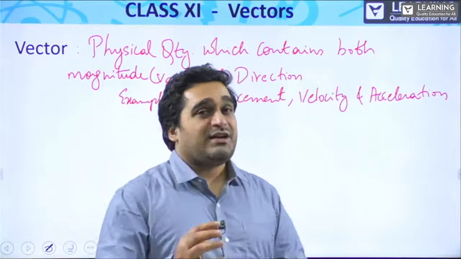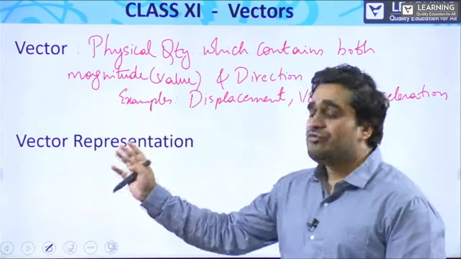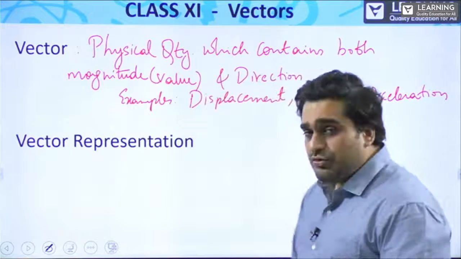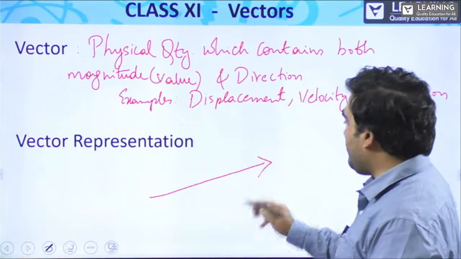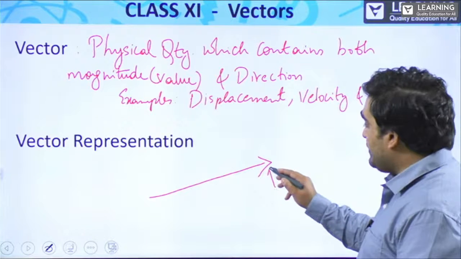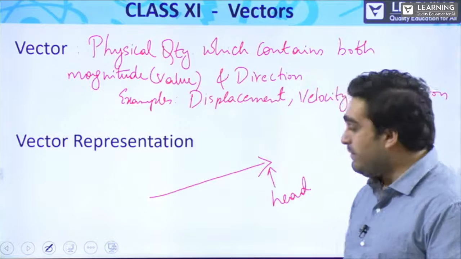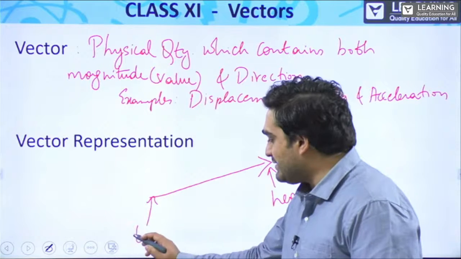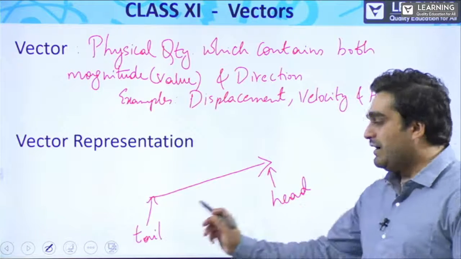But now let's get to the depth of understanding a vector. So now we learn how to represent a vector. Vector representation. Usually, vectors are represented by a straight line with an arrow overhead. The arrow part of this vector is called the head of a vector. And the other end part is what is called the tail of the vector. So you have a head and a tail.